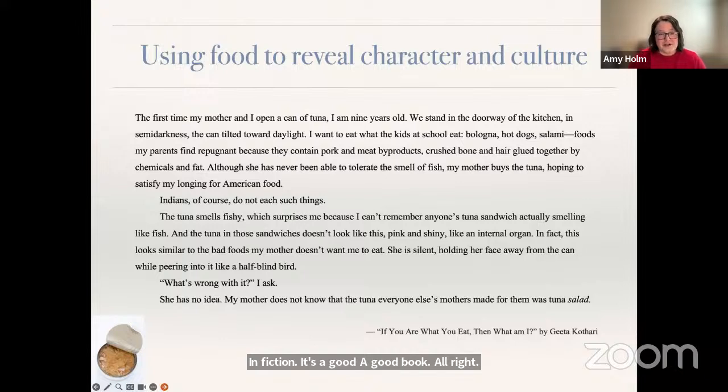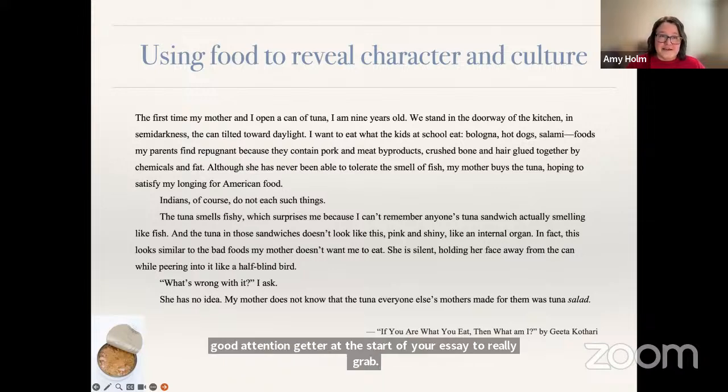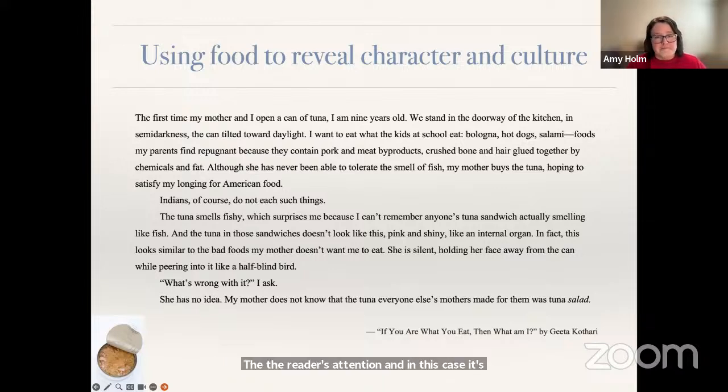I thought I would try to include an essay. In this essay, this is just a classic way to use food and to use a good attention getter at the start of your essay to really grab the reader's attention. And in this case, it's the very lowly can of tuna, I guess you could say, the very probably typical American basic food.